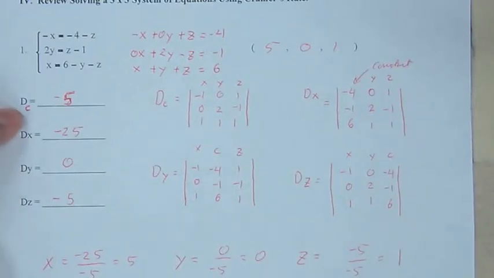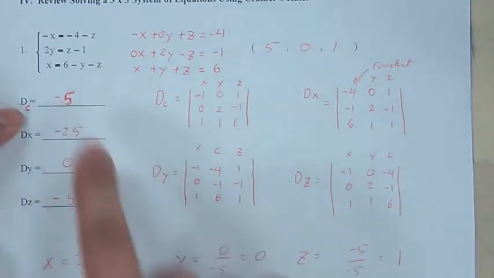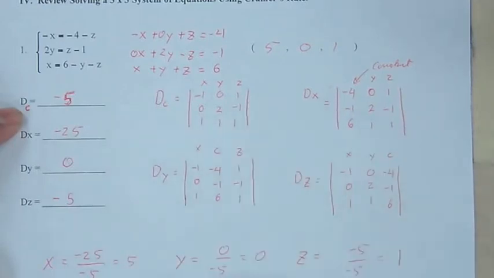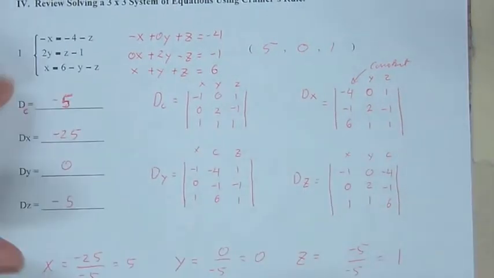It's always best to find the constant determinant first, because if this one ends up being a 0, then we know that none of this will work because we cannot put zeros on the bottom of the fractions.